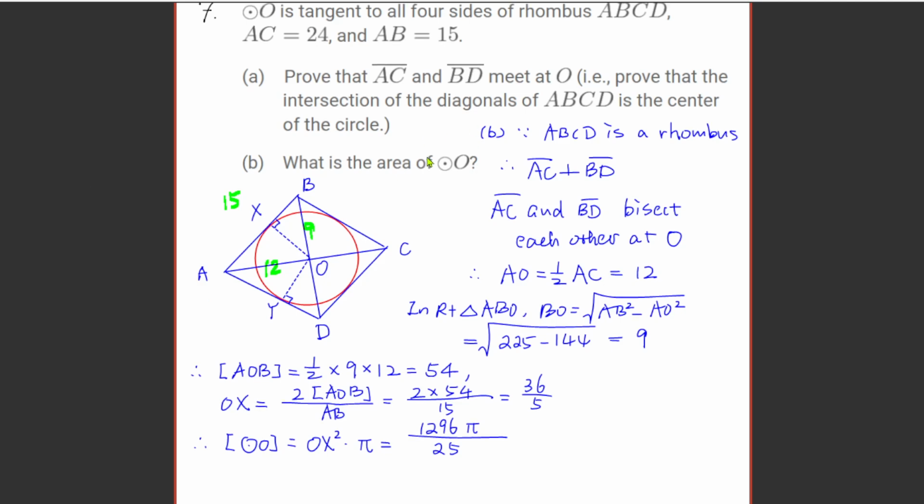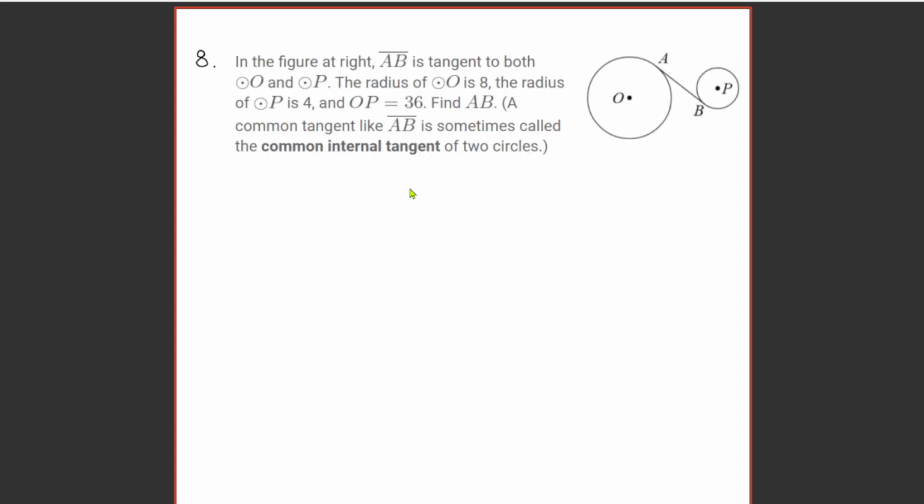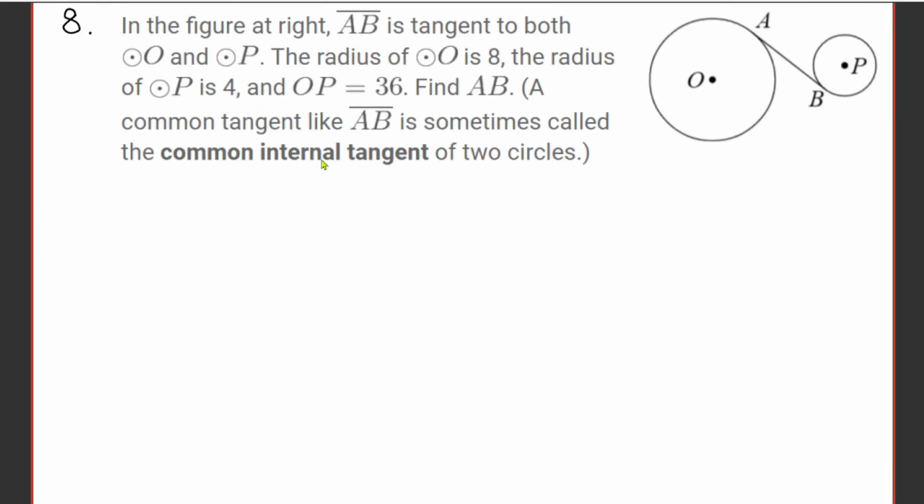All right, if you don't have any questions, let's consider the next one, question 8. In the figure at right, AB is tangent to both O and P. The radius of O is 8, the radius of P is 4. OP is given to be 36. Find the length of AB. Also, a common tangent like AB here is sometimes called the common internal tangent of the two circles.